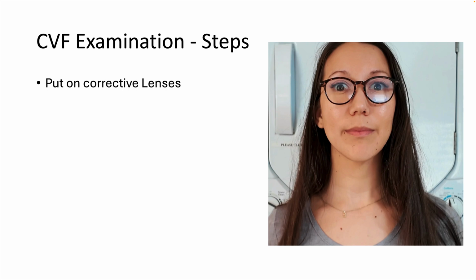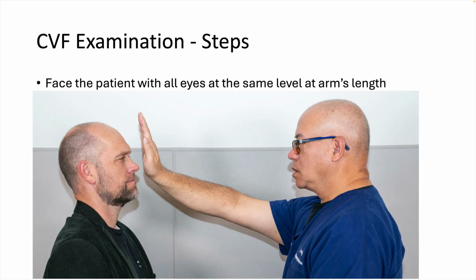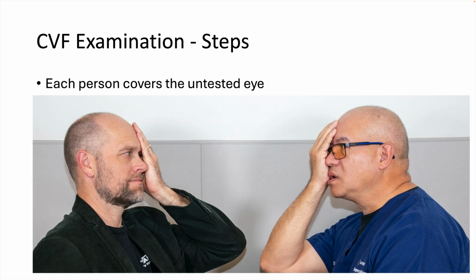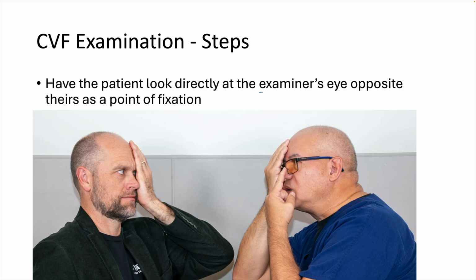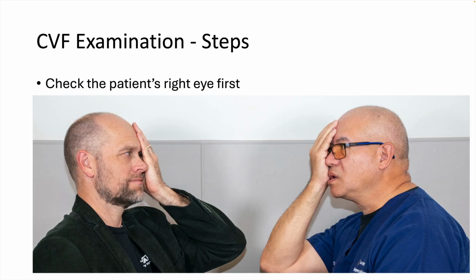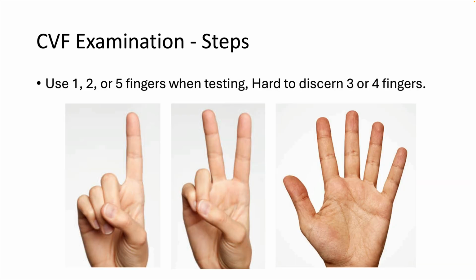Then face the patient with all eyes at the same level at arm's length. Each person covers their own untested eye. Have the patient look directly at the examiner's eye opposite theirs as a point of fixation. Check the patient's right eye first. The ability to count fingers is the measured modality. Use 1, 2, or 5 fingers, as it is difficult to discern between 3 or 4 fingers.